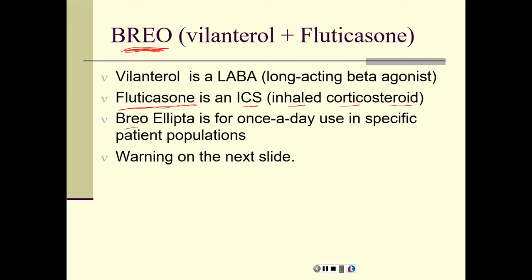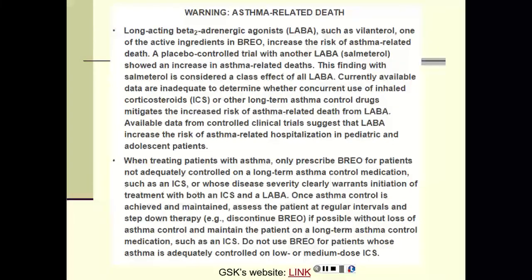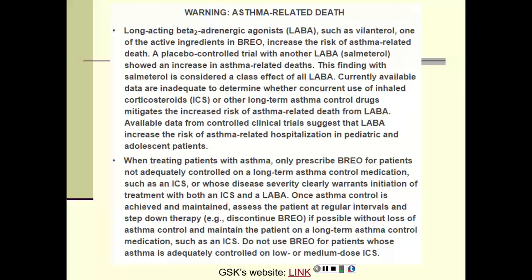And I put the warning for this on the next slide just to emphasize the truth of it right here. And let's read through this real quick. This, in recent years, has been new information, and clinicians using these drugs need to be aware of this fact, that long-acting beta-2 adrenergic agonists, LABAs, such as vilanterol, one of the active ingredients in Breo, increase the risk of asthma-related death.